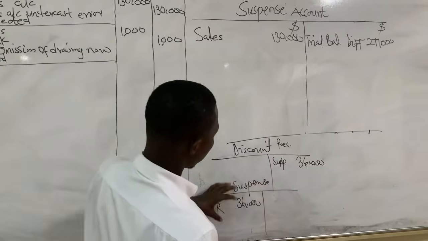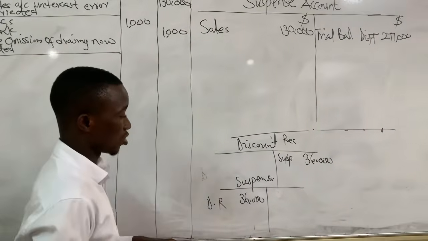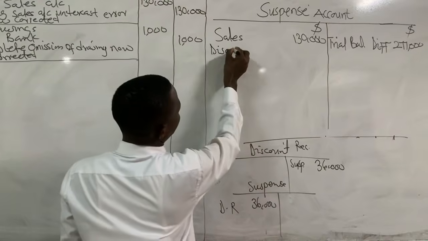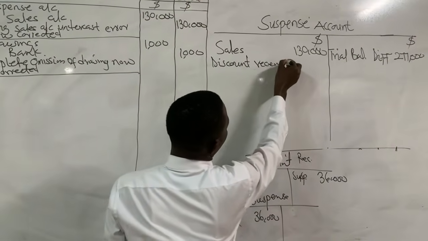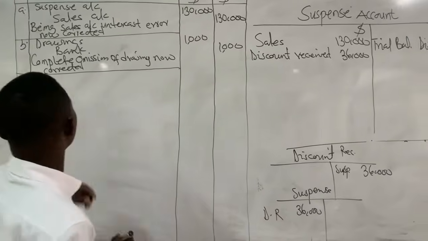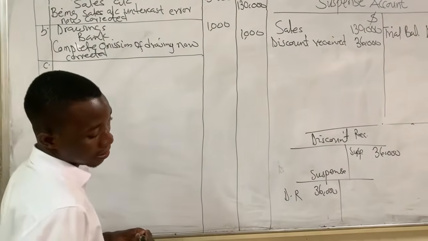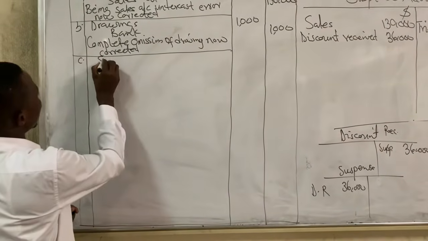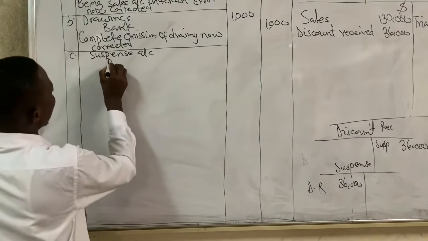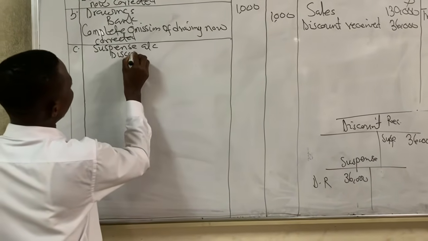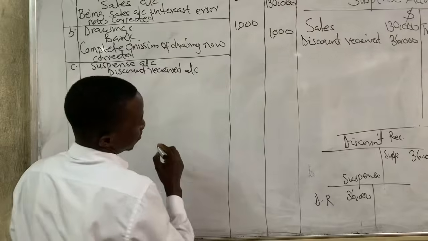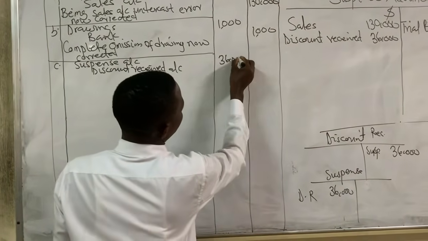Okay. Then when we come to the suspense account, we have to pass this error through the suspense account. Because suspense has a debit entry, we come and record it on the debit side as discount received. And the amount is 36,000. Okay. Then we pass it through the journal. The suspense account still has the debit entry, so we write the suspense account first. After that, we look at the discount received account. And the amount is 36,000.